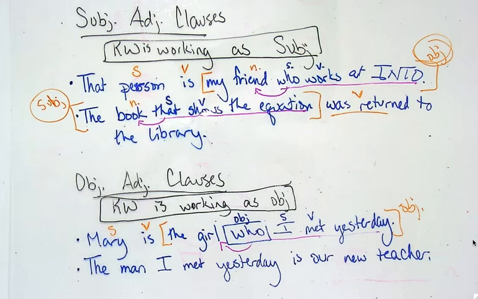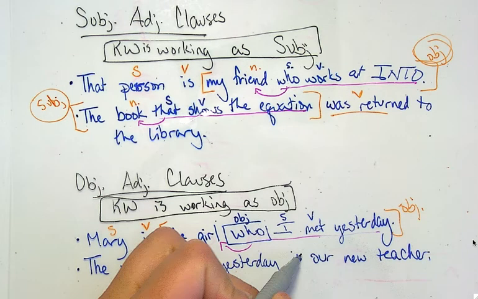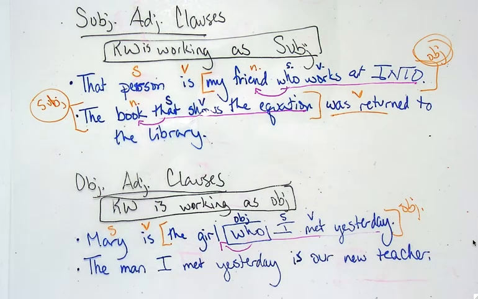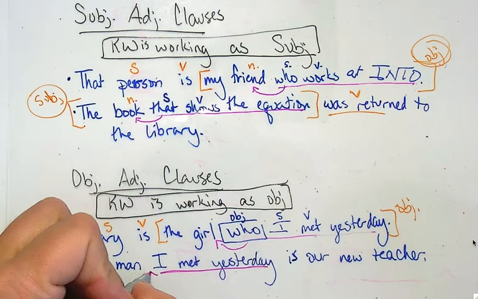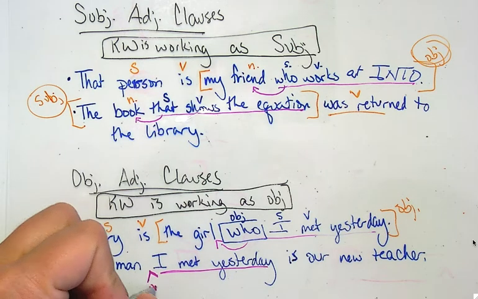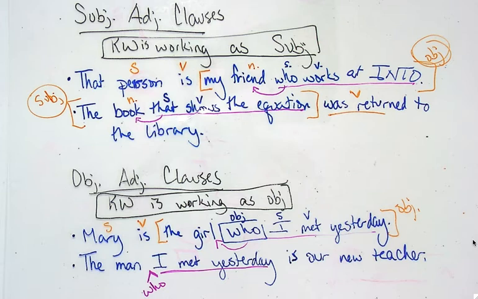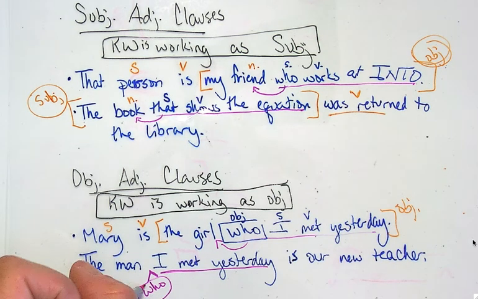"The man I met yesterday is our new teacher." This is very common. First off, let's find our adjective clause. Can you find it? In this case, we have one of those omitted pronouns. "I met yesterday" is our adjective clause, and we have the word "who" here, but it's actually omitted. In this case, we omitted it.